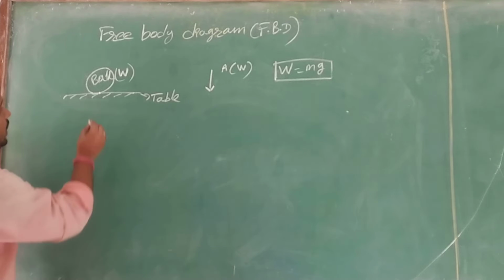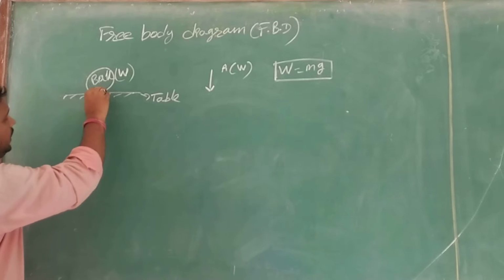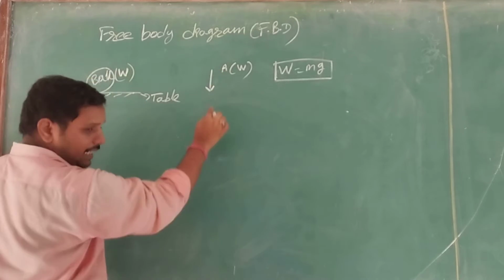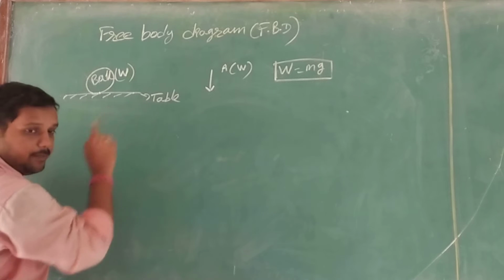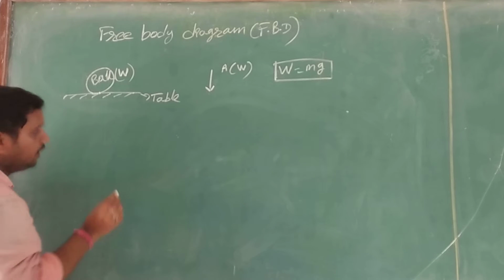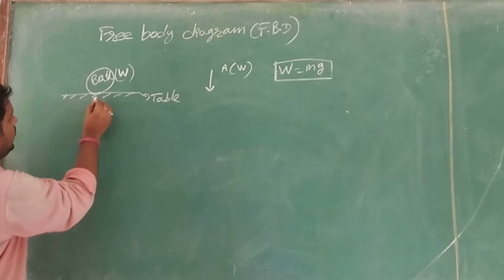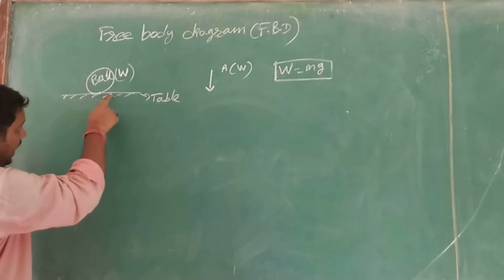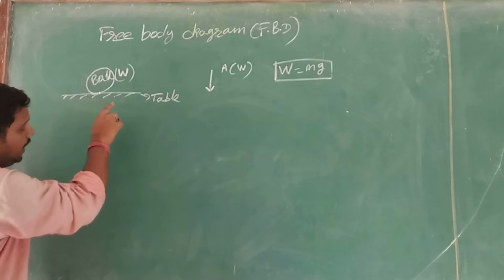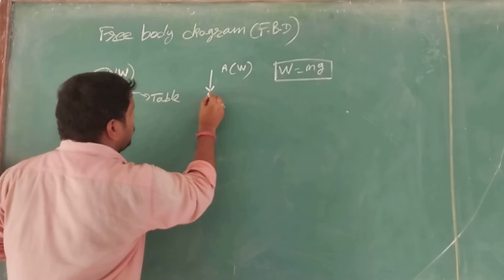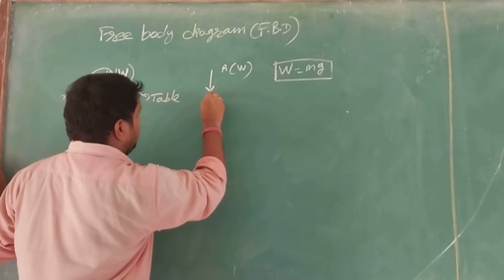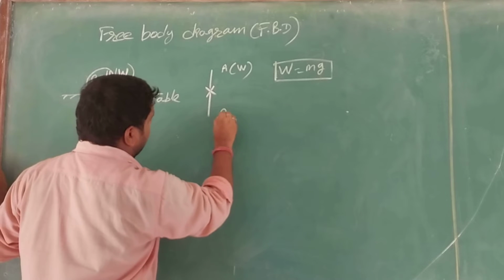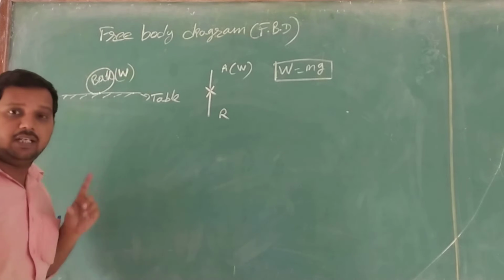Now, FBD. If the weight of this ball is acting vertically downward, that could be my action, then obviously the reaction will be given by this table onto the ball. So here, this will be my reaction.